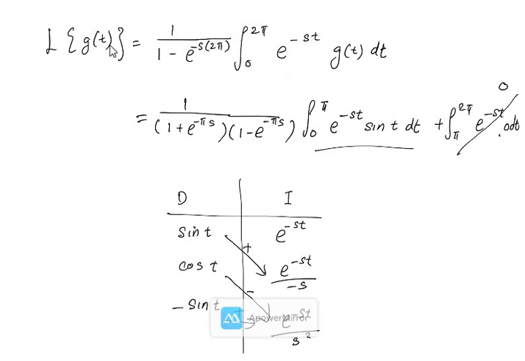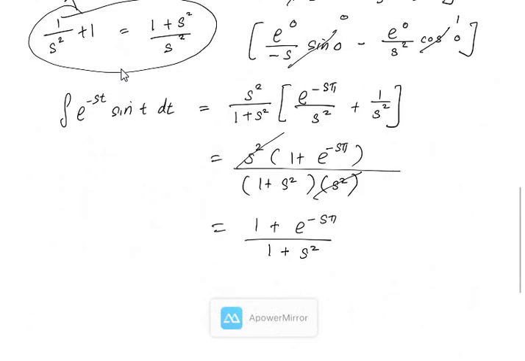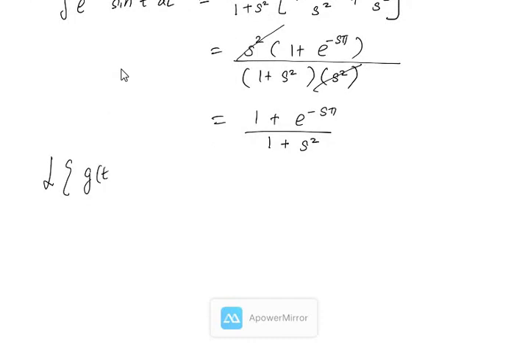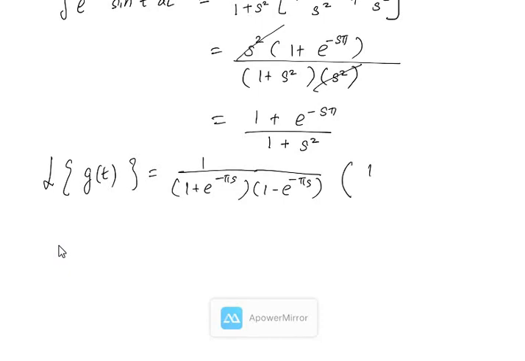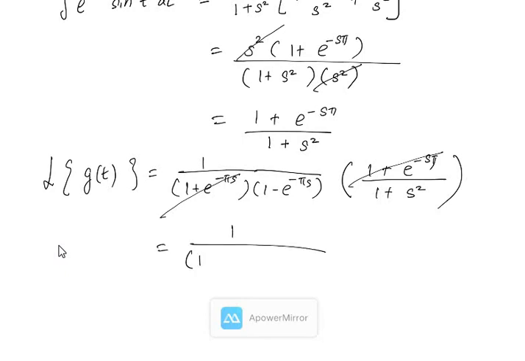Now we start from here again. The Laplace transform of g(t) equals 1 over 1 plus e to the negative pi s, times 1 minus e to the negative pi s, then multiplied with 1 plus e to the negative s pi divided by 1 plus s squared. So this one we can cancel out, and we remain with 1 over 1 minus e to the negative pi s multiplied with 1 plus s squared. So that's all for the example of the periodic function. Hope you can understand. Thank you.